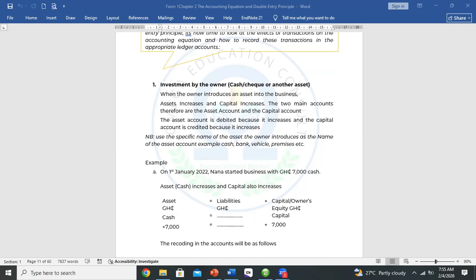Hello, sir. Yeah, Fidel. Sir, please, can I get the question again? So I was saying that with regards to the transaction of the owner making an investment, how do you apply the double entry principle? What two accounts do you prepare, and which account do you debit, which account do you credit for investment by the owner?